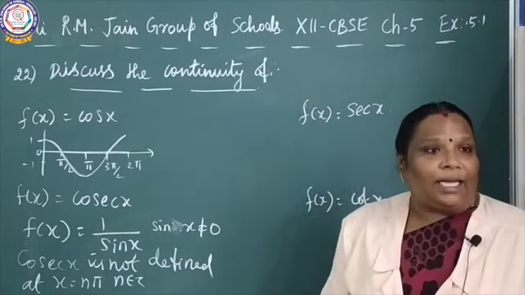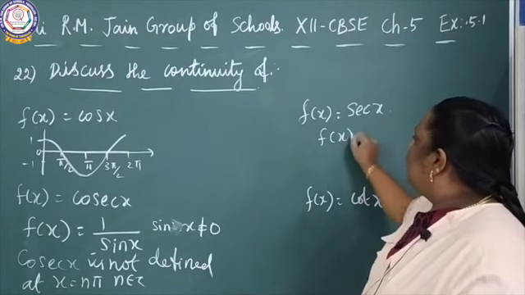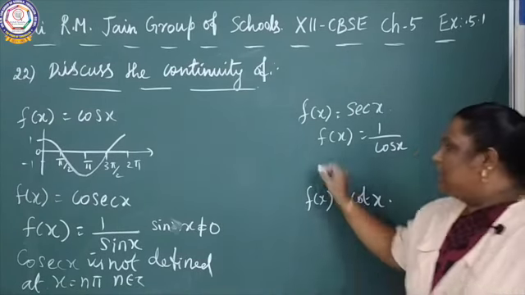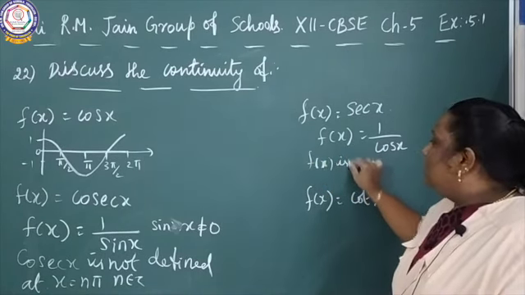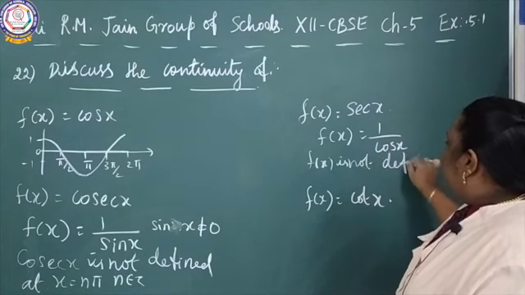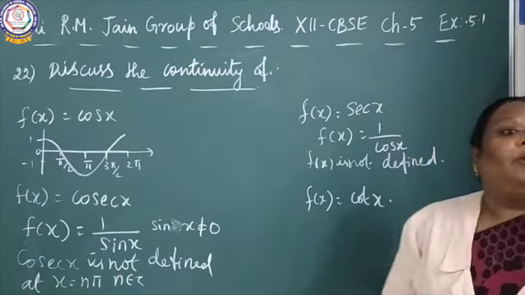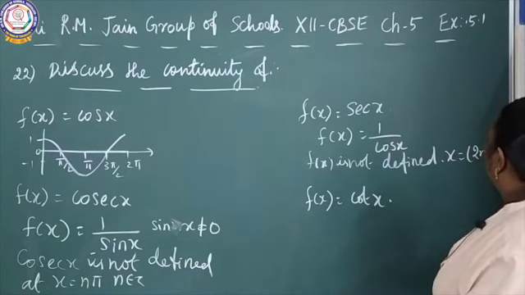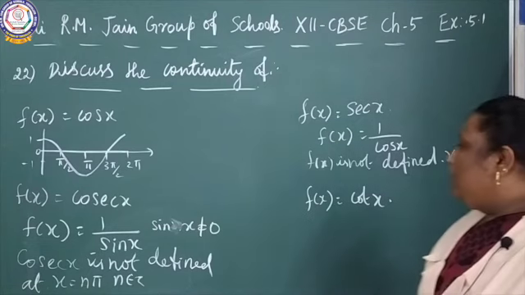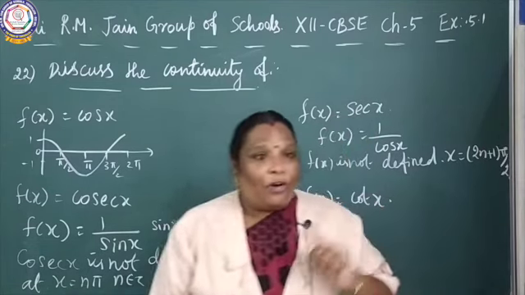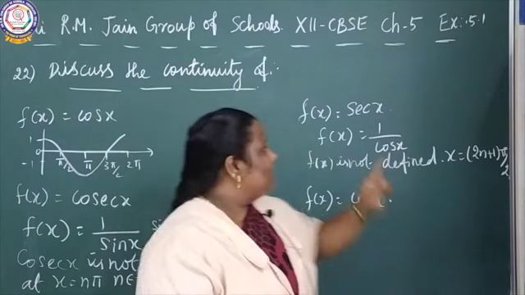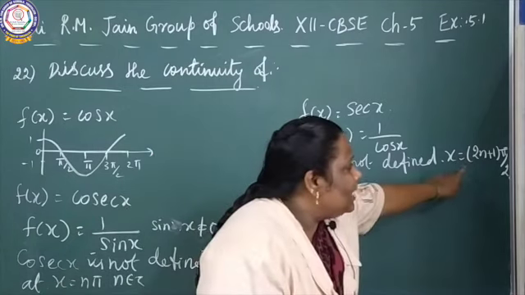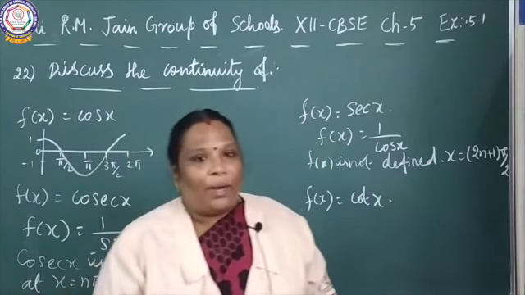Now you move on to secant x. F of x equal to 1 by cos x. F of x is not defined at, as we already studied from the trigonometric principal values, x equal to 2n plus 1 pi by 2. So secant x is continuous at all the points except x equal to 2n plus 1 pi by 2.